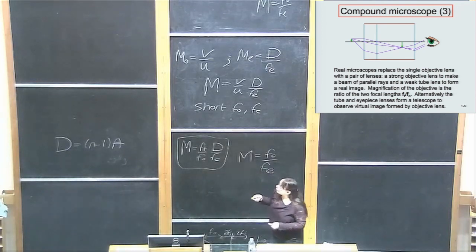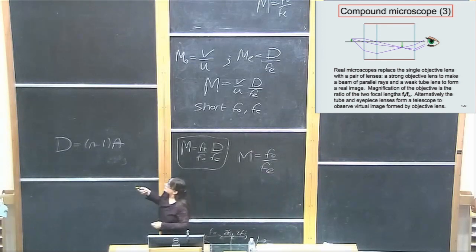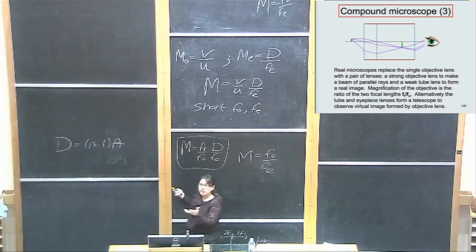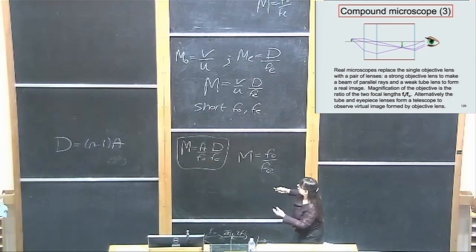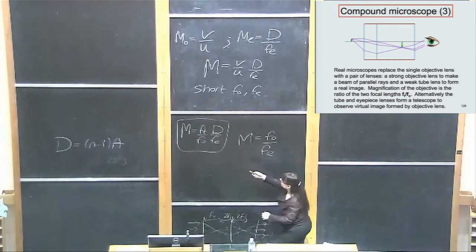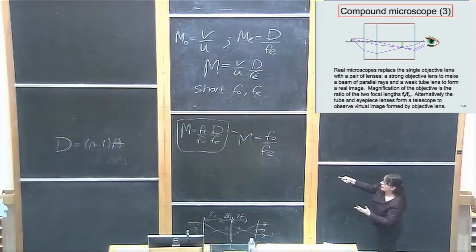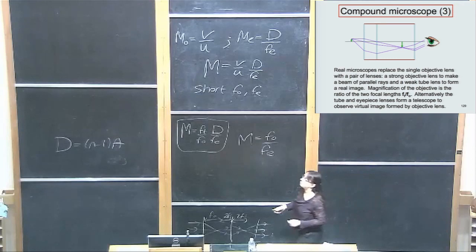And then hopefully you can see that if you think of it like that, it means that you could replace this objective lens by different lenses, which will have different focal lengths, and then you can adjust the magnification in that way, whereas everything else in here remains fixed.